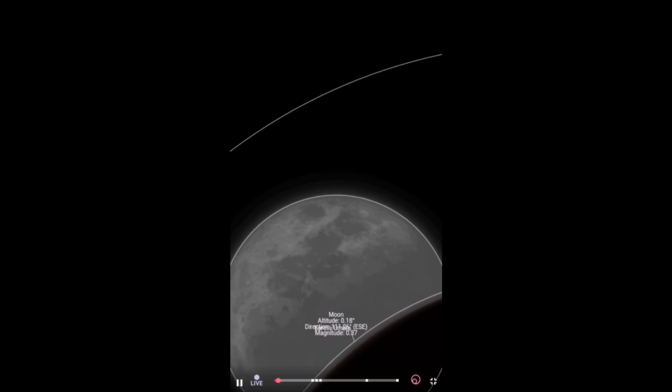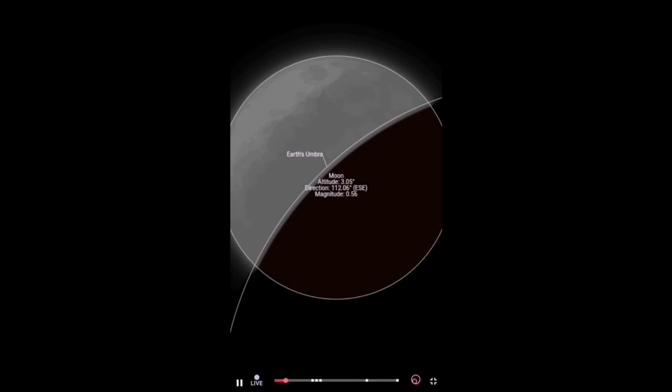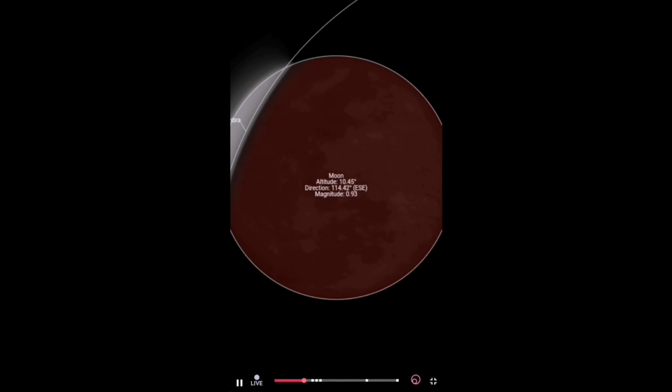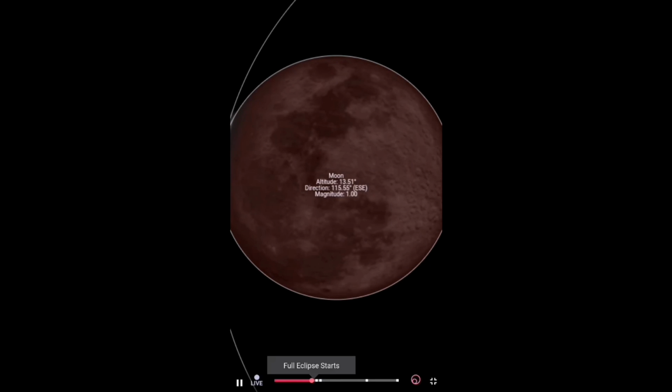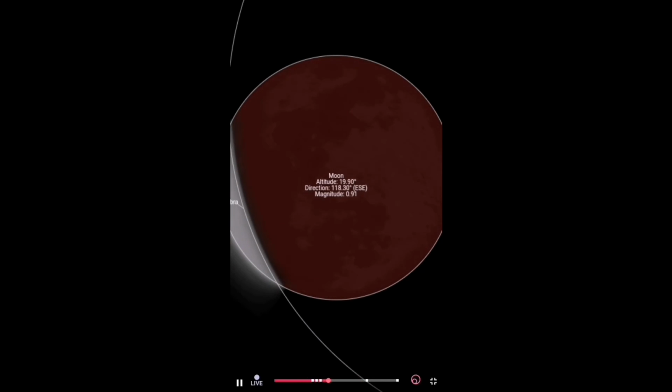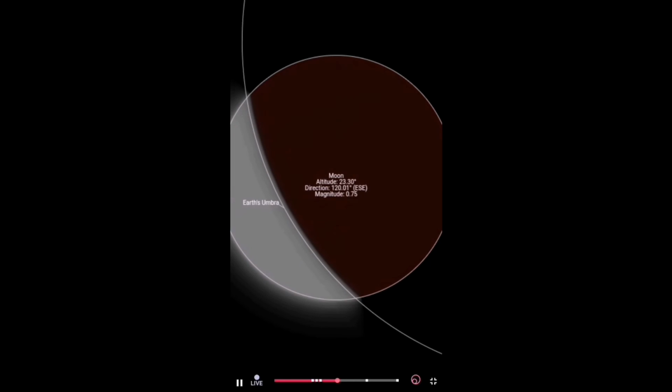Let me share this representation made by TimeAndDate.com about the approximate magnitude and timeline of what a total lunar eclipse looks like here in the Philippines. By 7:11 p.m., the total lunar eclipse begins. At 7:19 p.m., it reaches the maximum eclipse. The total lunar eclipse ends at 7:25 p.m.